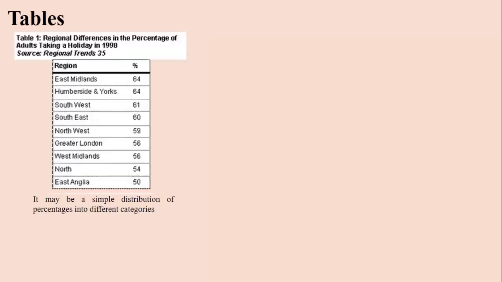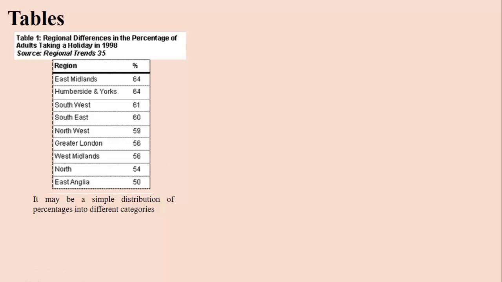Tables may be of many kinds. Here I am giving you just a glimpse of three forms. First, it may be a simple distribution of a percentage into different categories, such as this one, where we have distributed the regions and calculated the regional difference in the percentage of adults taking a holiday in 1998. The source is given. So these percentages have been distributed among the different regions.